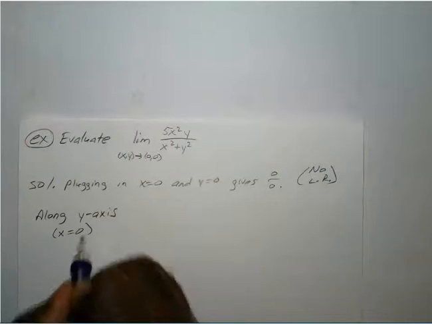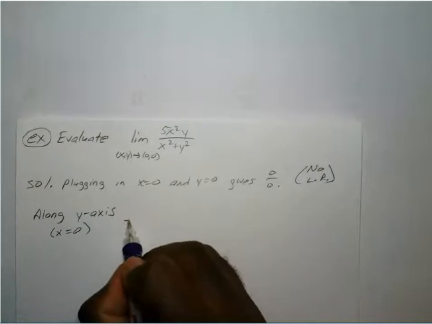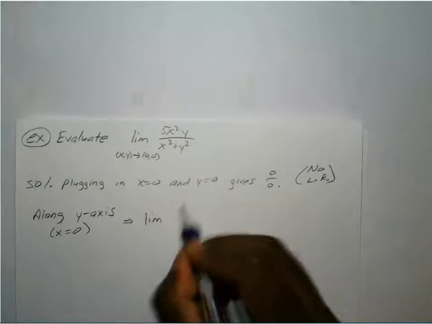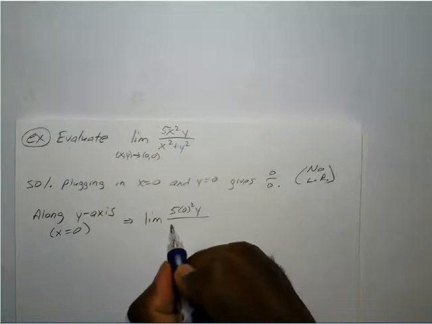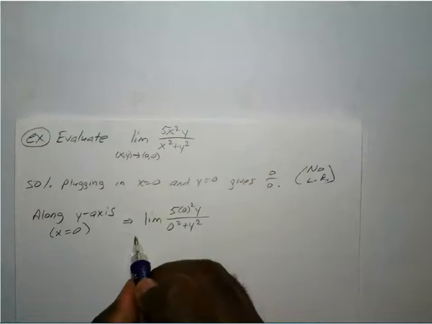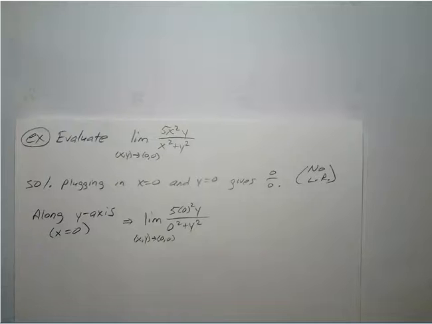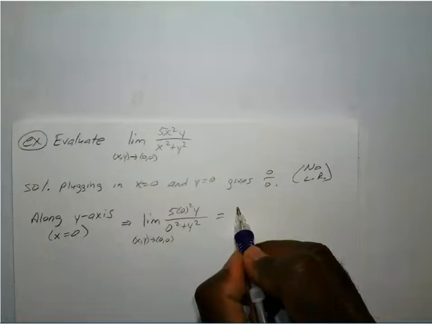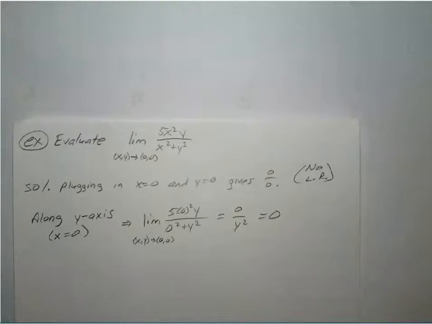Really the y-axis just means that x is equal to 0. So if we're approaching along the y-axis and x is equal to 0, that just means we make all of our x's 0. So the limit of 5 times 0 squared y over 0 squared plus y squared as x, y approaches 0, 0, or you could just say 0, y, is equal to 0 over y squared, which is equal to 0.